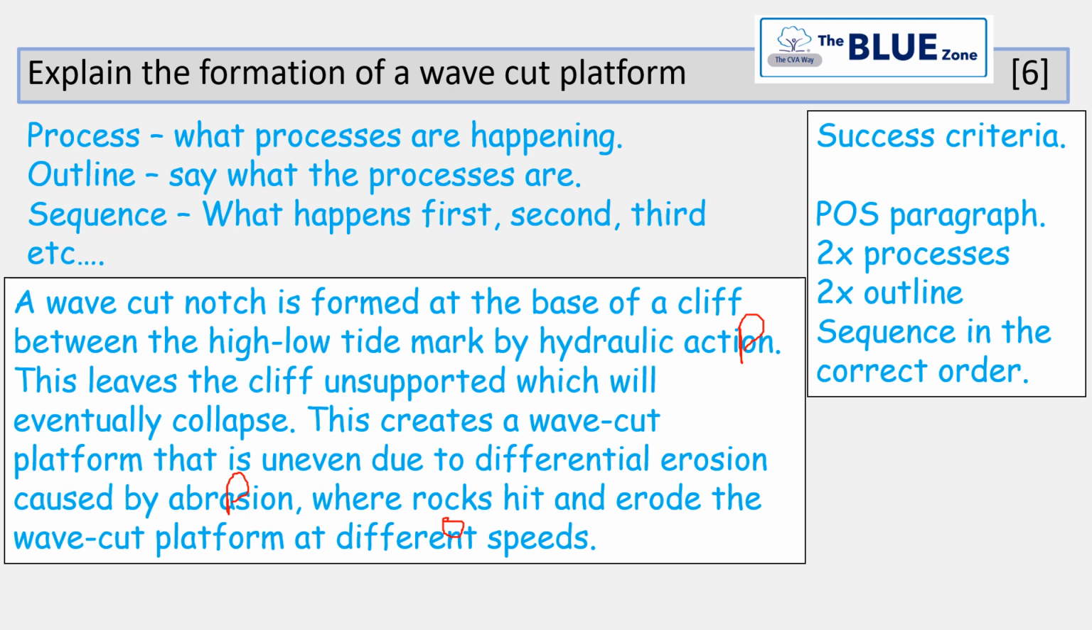I'm missing something here because what I should say is a wave cut notch is formed at the base of the cliff between the high and low tide mark by hydraulic action. This is the power of the water hitting the cliff. This will leave the cliff unsupported, which will eventually collapse due to gravity. This repeats and the cliff retreats. This creates a wave cut platform that is uneven due to differential erosion caused by abrasion, where rocks hit and erode the wave cut platform at different speeds.